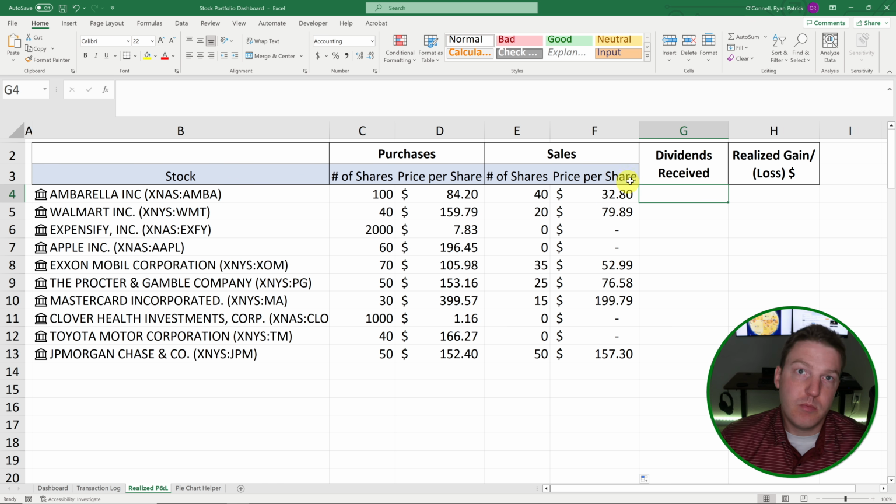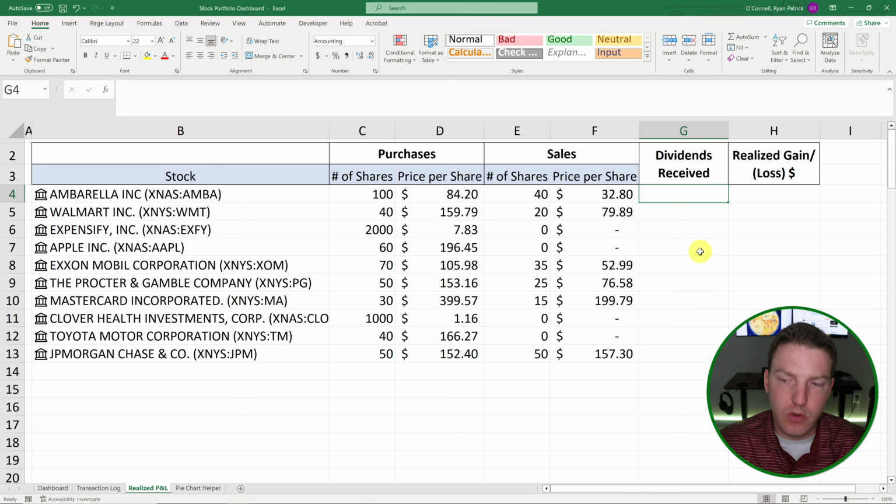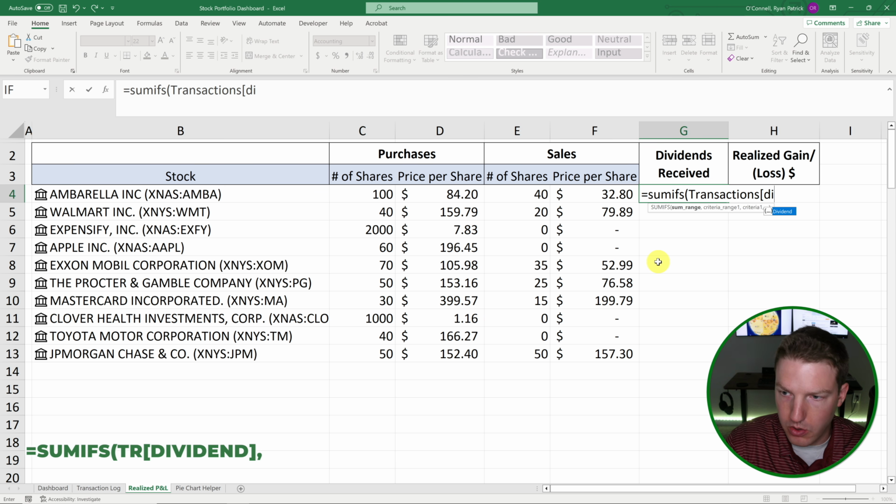And now we're ready to calculate how many dividends we've received on each of these stocks. In order to find how much dividends we've received from each of these shares, we're going to use a SUMIFS formula with two different conditions. So let's just go ahead and type in equals SUMIFS. And then the first thing we need to do is grab the sum range, which is going to be from the transactions table. And we're going to be looking for the column called dividend. There we go. So we'll be summing that based on these two criteria.